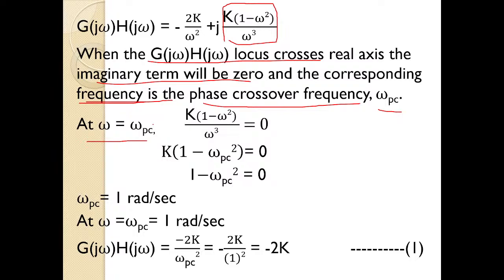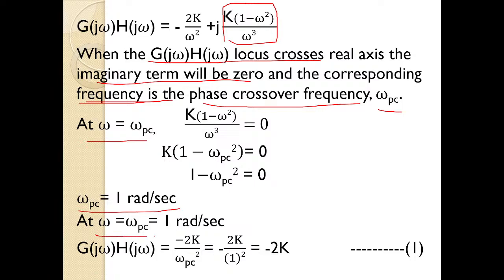If you simplify it, you will get some value for omega pc, the phase crossover frequency. So K into (1 minus omega square) by omega cube equals 0. Send the denominator to the right side. K into (1 minus omega pc square) equals 0. So K also will become 0, and 1 minus omega pc square equals 0. So omega pc is equal to 1 radian per second.